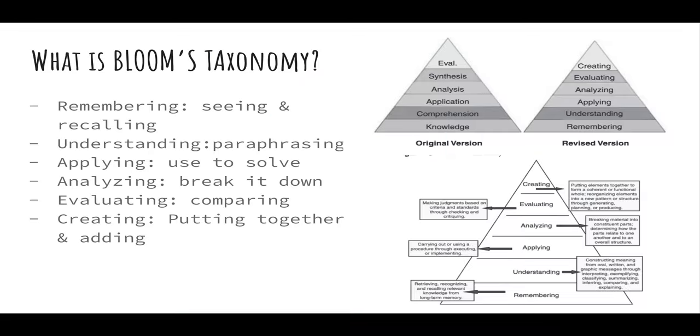To dig a little bit deeper into this, Bloom's taxonomy has 6 different steps. So the original version started off with knowledge, comprehension, application, analysis, synthesis, and evaluation. And eventually they decided to make a stronger version where it's now remembering, understanding, applying, analyzing, evaluating, and creating.